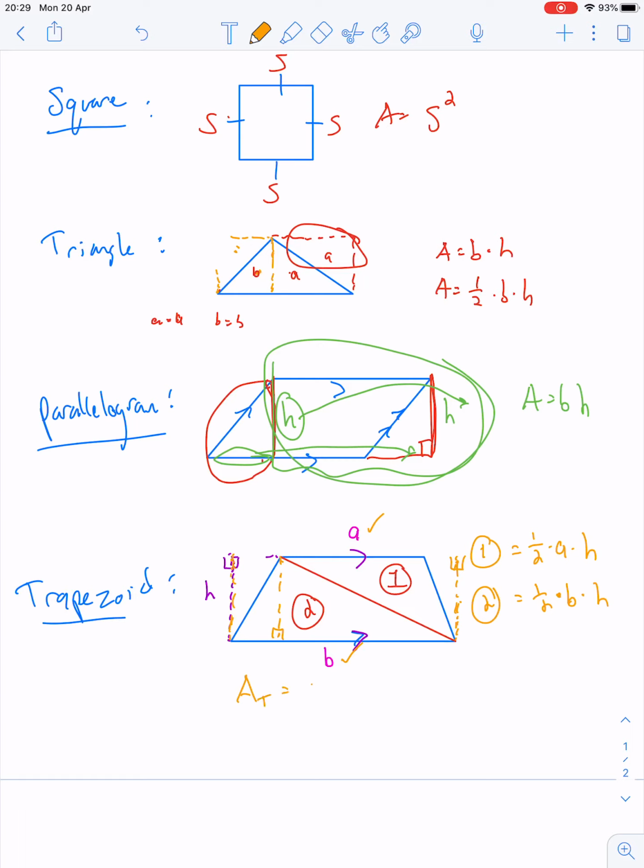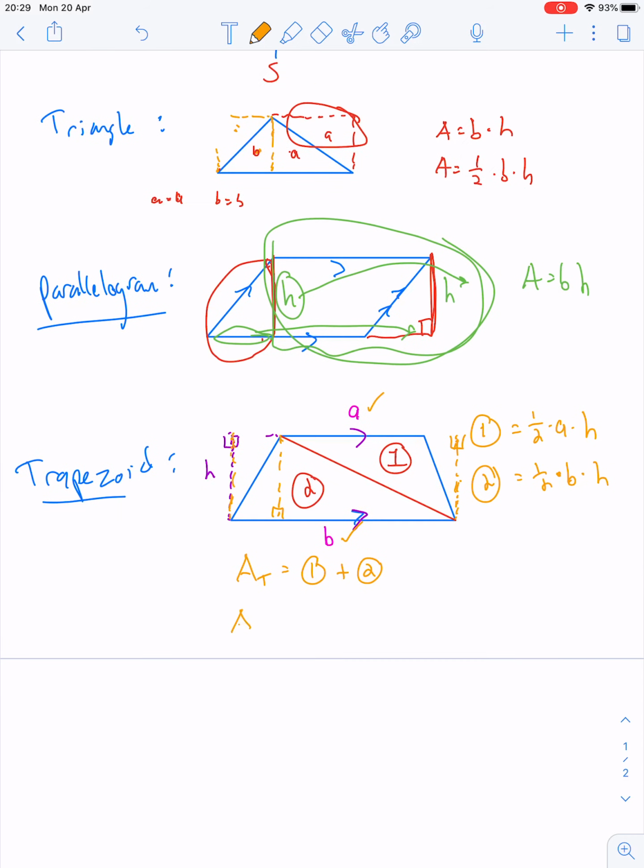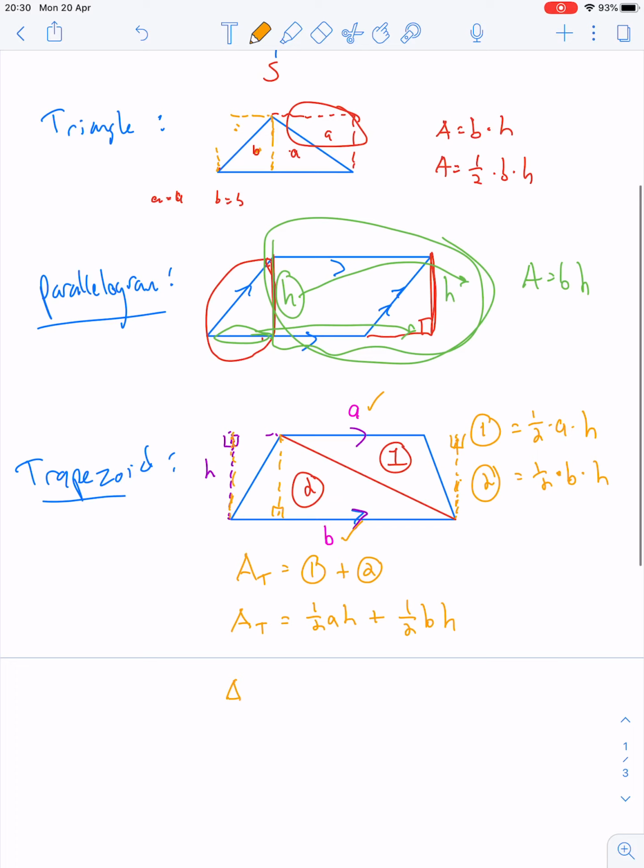It's going to be triangle 1 plus triangle 2, right? So let's put in triangle 1. Triangle 1 is 1/2 AH, and triangle 2 is 1/2 BH. Technically that's correct, but we can simplify this a bit.